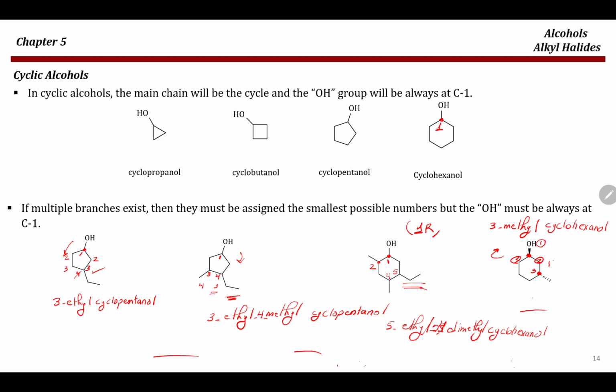And then at this position, this is going to be 1, 2, 3. However, pay attention that group number 4, which is hydrogen, is not on the back. So 1, 2, 3, we're moving clockwise. This is S, but since 4 is not in the back, we have to use the crossing method. When you use it, then S will be R, and that's why this is going to be 3R, 3-methylcyclohexanol. So this is how we name alcohols.